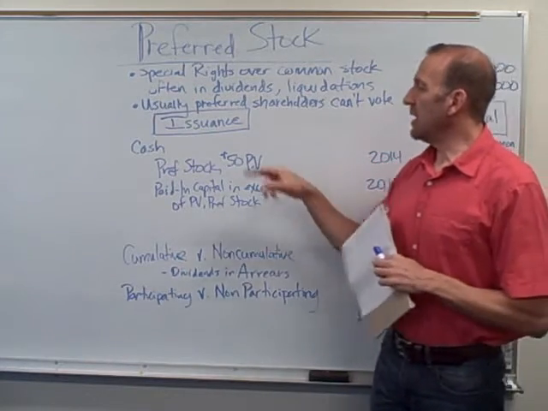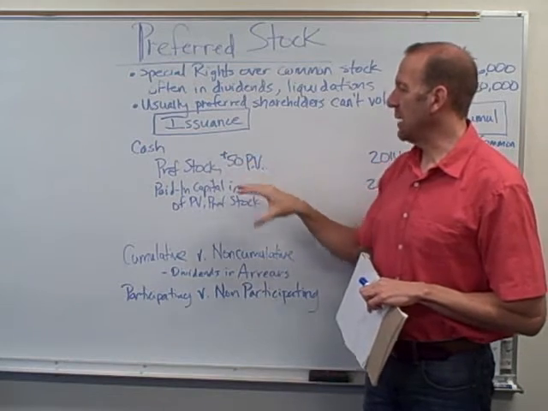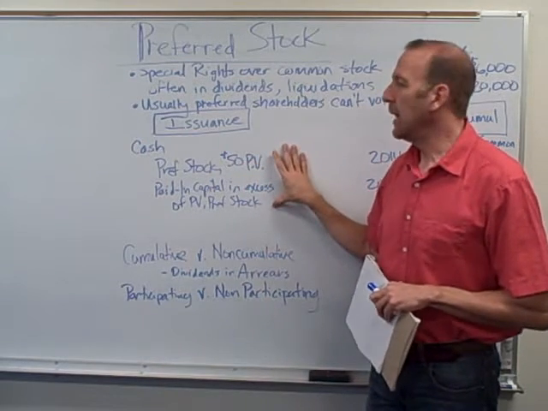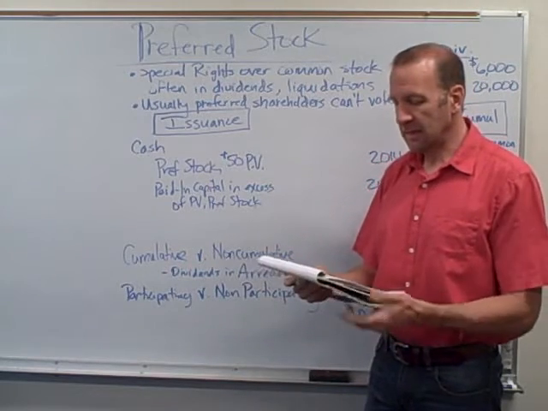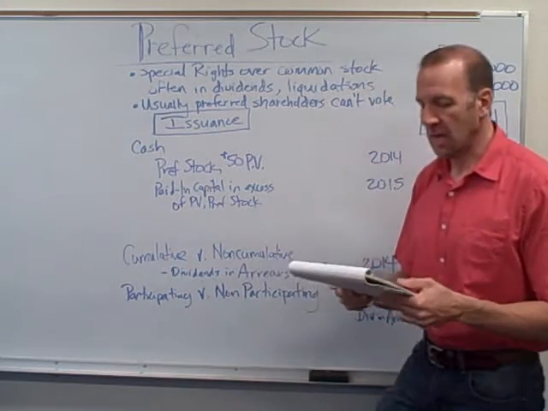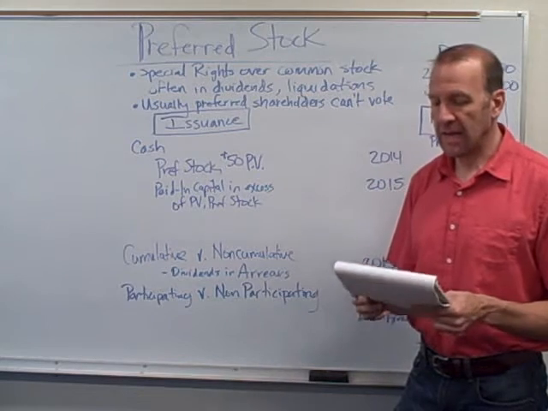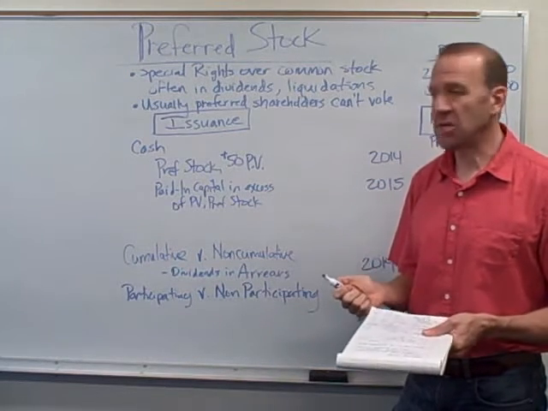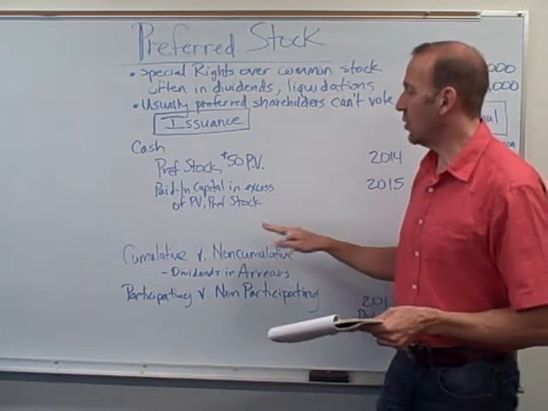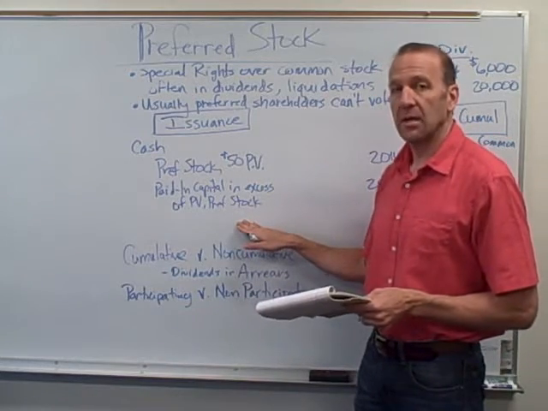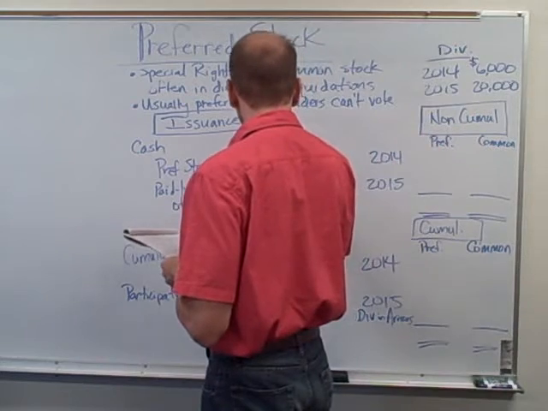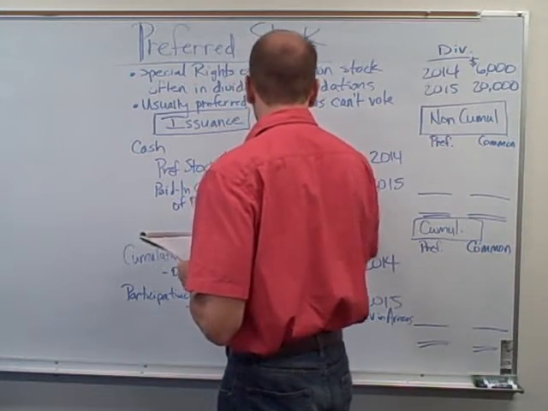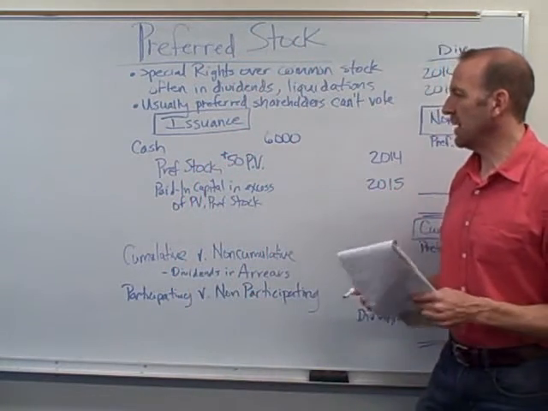Okay, the issuance of preferred stock, I'm going to put up a journal entry right here, is very similar to common stock, as you'll see. Let's say this is $50 par value stock, and we're issuing 100 shares. And let's say those shares sold for $60. So 60 times 100 shares would be $6,000.